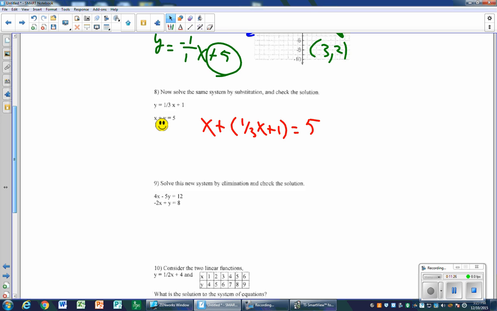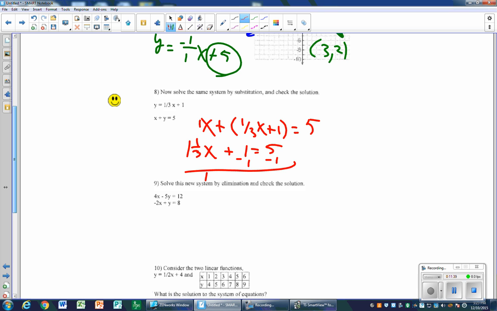It says add them together. So remember, that's 1x. So 1 and 1/3 pizzas. 1 and 1/3 pizzas plus 1 is 5. Subtract 1 from both sides. We get 1 and 1/3 pizzas is $4.